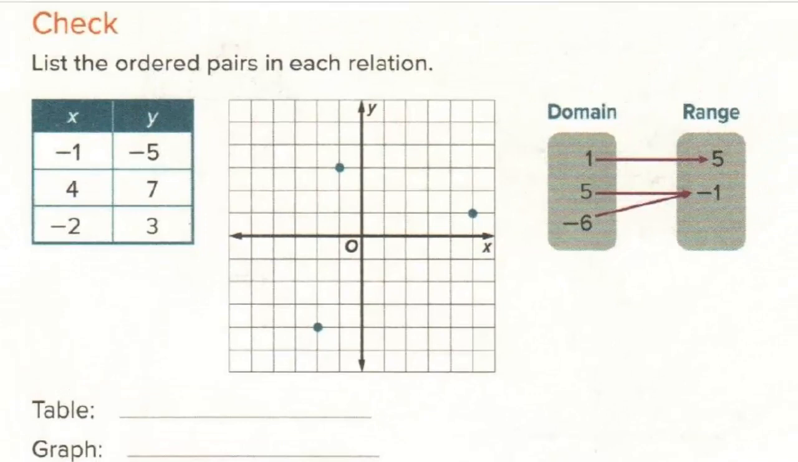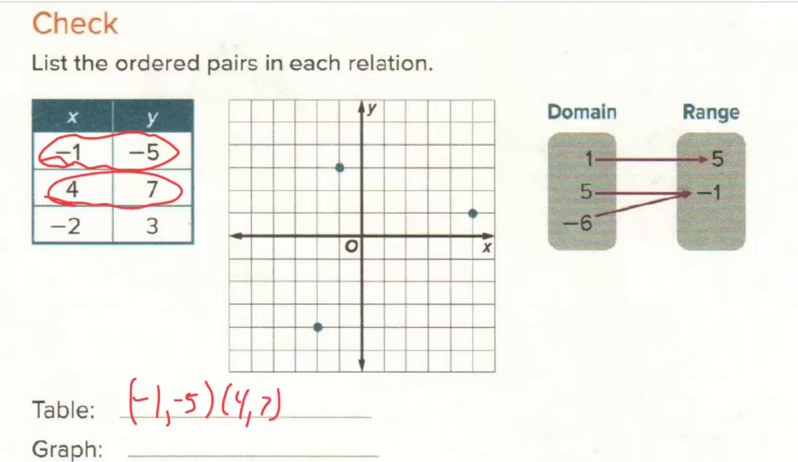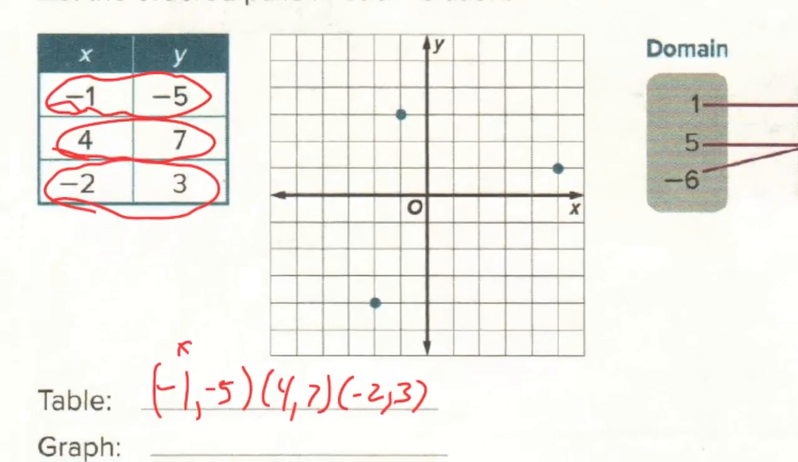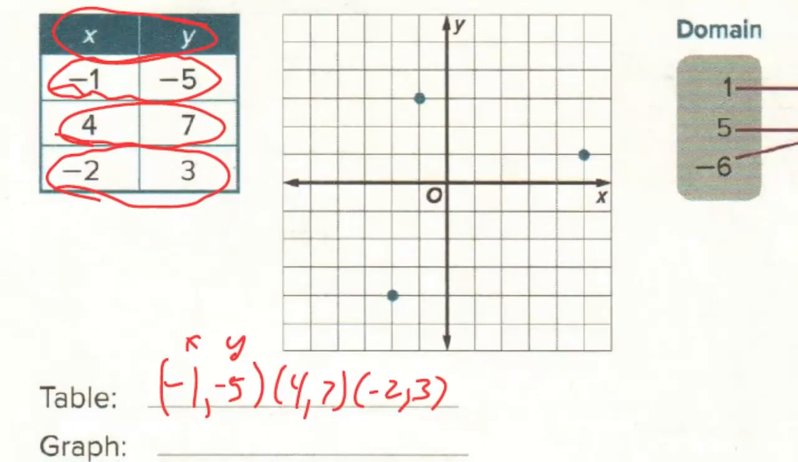Okay, so this one's asking us to list the ordered pairs in each relation. We have 3 different ways of expressing it. We got a table, a graph, and a mapping. So looking at the table, the relation would be domain, range, so that would be -1, -5, and I'm going to put them in the ordered pair format. Then I had a 4 and a 7. Then I had a -2 and a 3. And notice how our ordered pairs are in the same order, x, y, as our table. Domain is on the left, range is on the right.